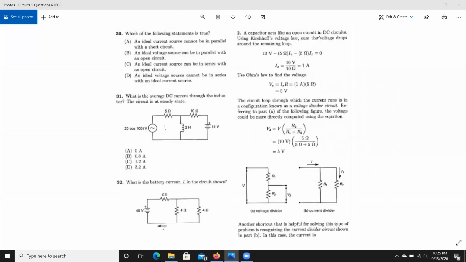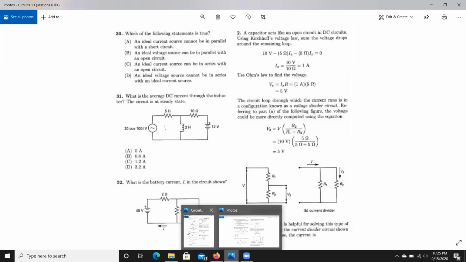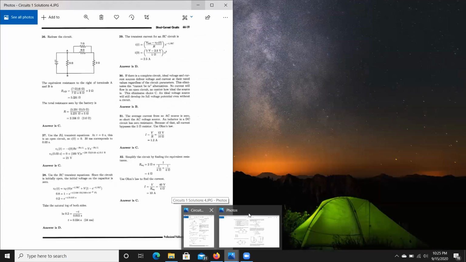I think Sebas has been emphasizing steady state, what to do with the inductor and the capacitor. Yeah, absolutely. We can try to attack that one. Which one is it? 31? 31. Now the solution's right here. Oh, it has an AC source, huh?